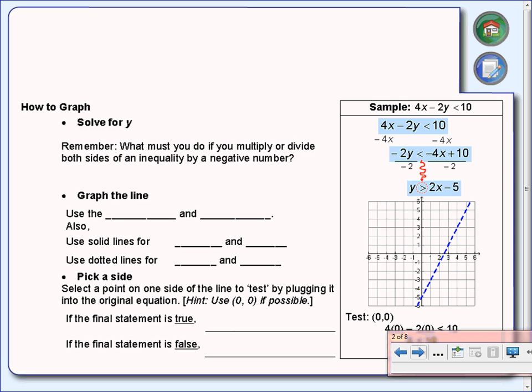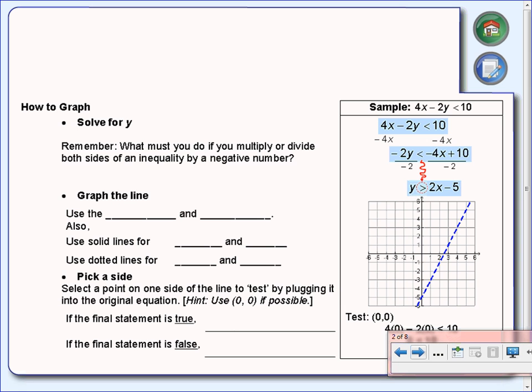All right, so let's go ahead and get started here. How to graph. First of all, we're going to get all of these in slope-intercept form, which means we have to get y by itself. The first thing we're going to do is solve for y. Now, remember, what must you do if you multiply or divide both sides of an inequality by a negative number? We talked about that in second algebra. What's that?